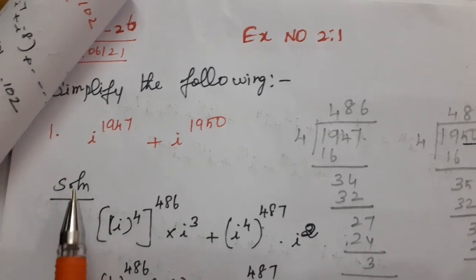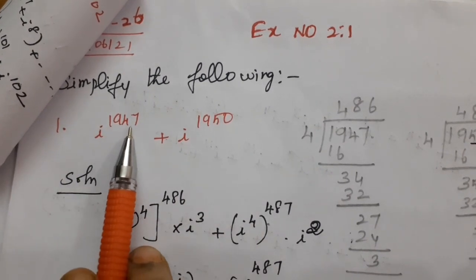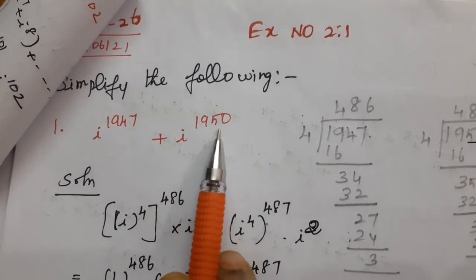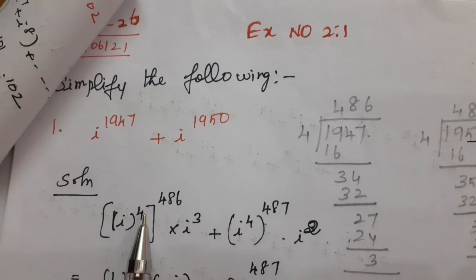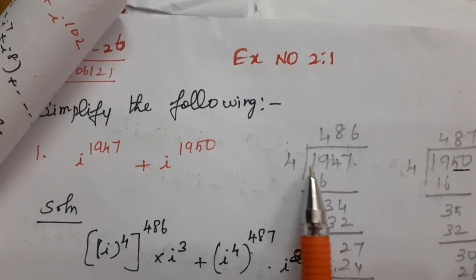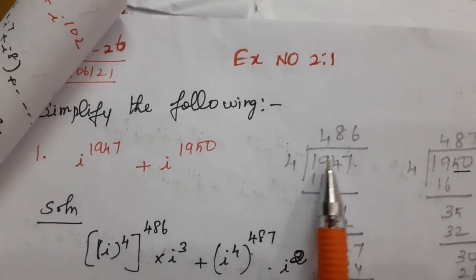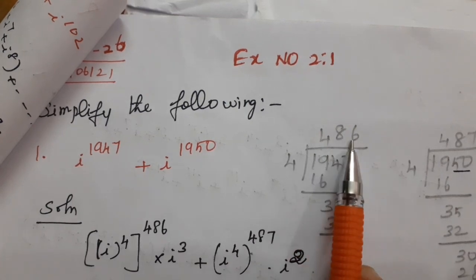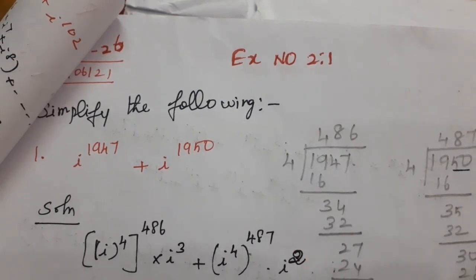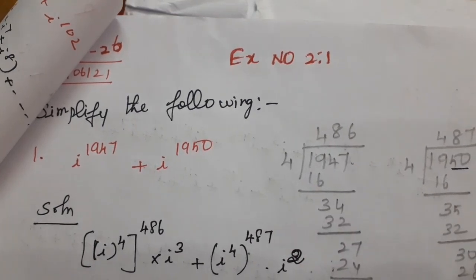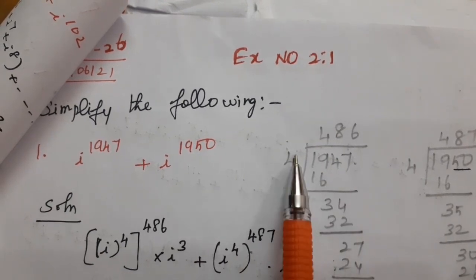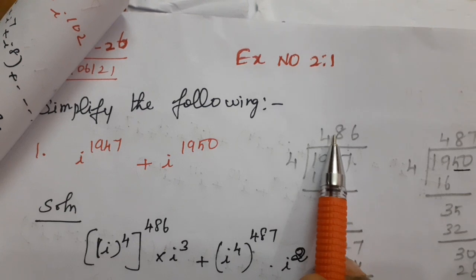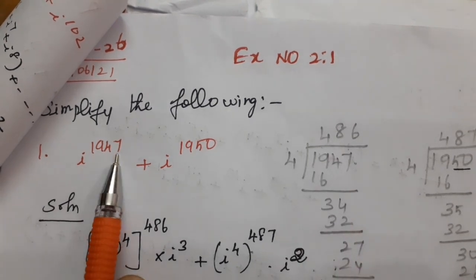In exercise 2.1, simplify the following: i power 1947 plus i power 1950. So i power 1947 is rewritten using i power 4, because i power 4 is 1. So 1947 is divided by 4. If you divide by 4, what is the quotient? The quotient is 486. The remainder is 3. The remainder is very important. Therefore we rewrite it as 4 into 486 plus 3, and multiplying gives i power 1947.